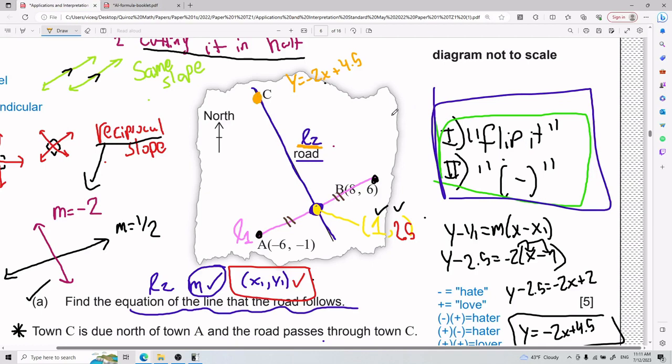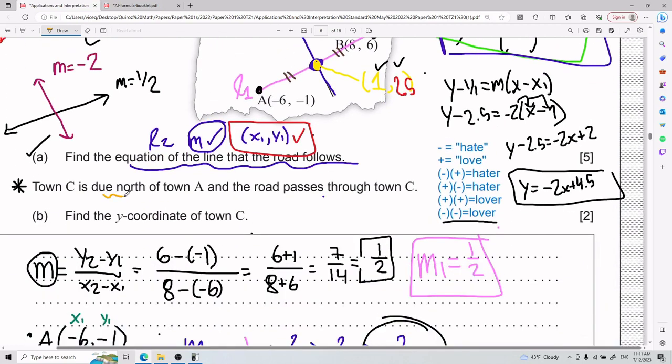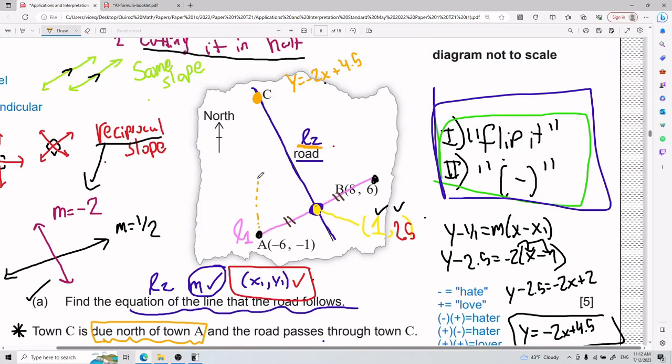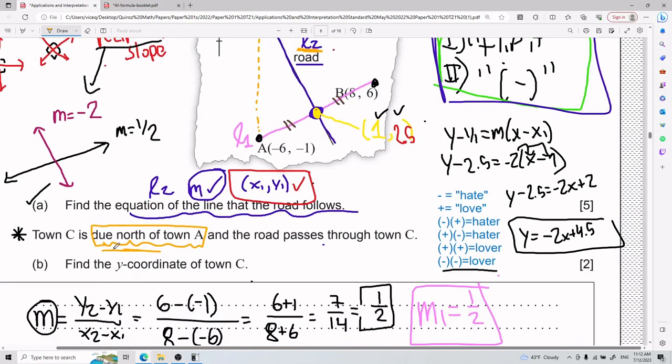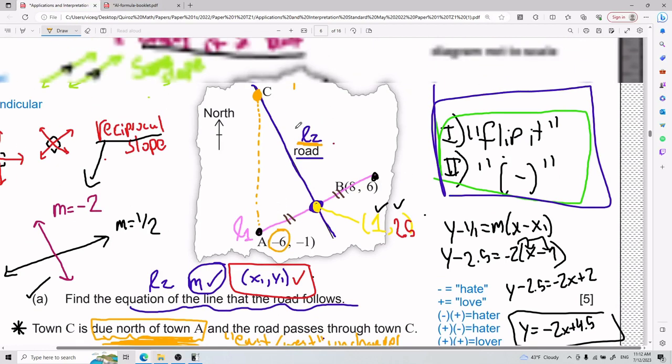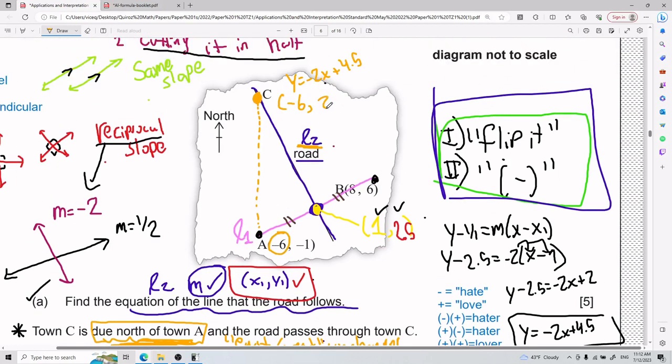See? And what else do we know about point C is that it is due north of town A. Now this detail here, although it seems small, is super important. Okay, because it is due north of town A, you can assume it is exactly north of town A. What does that mean? Since it is due only north, that means my east or west remains unchanged. And so what is my east or west of point A? It is -6. So I know that point C is -6, comma something. Once I find that something, I will have all of part B.